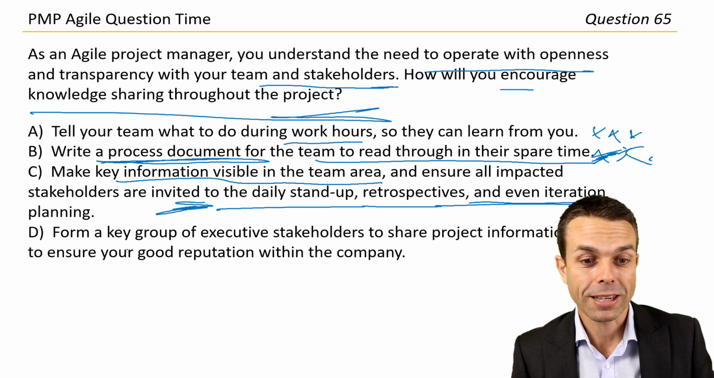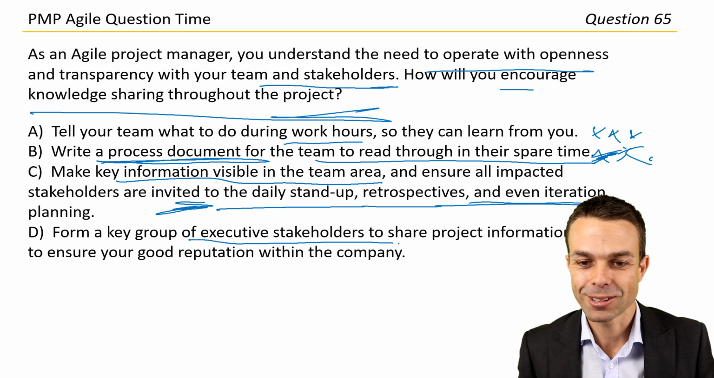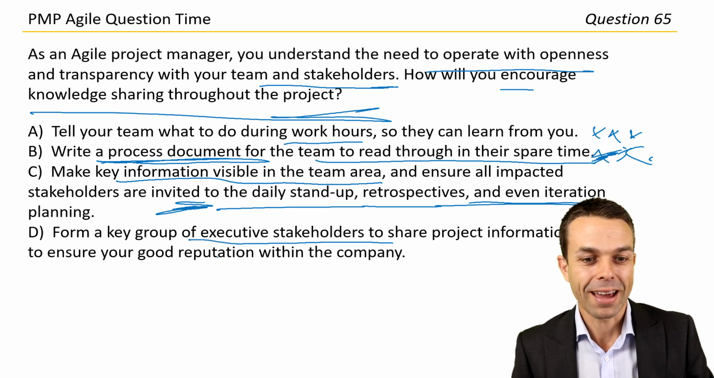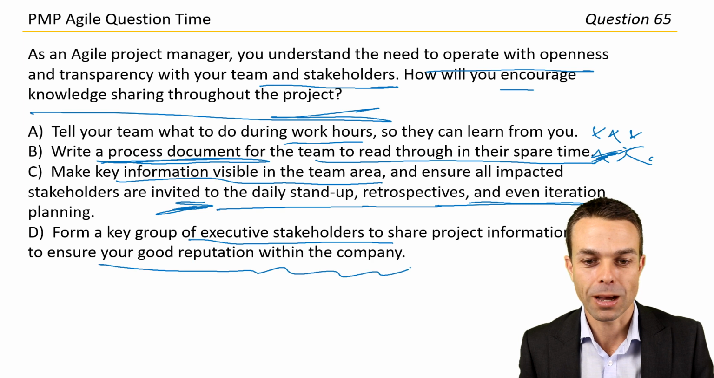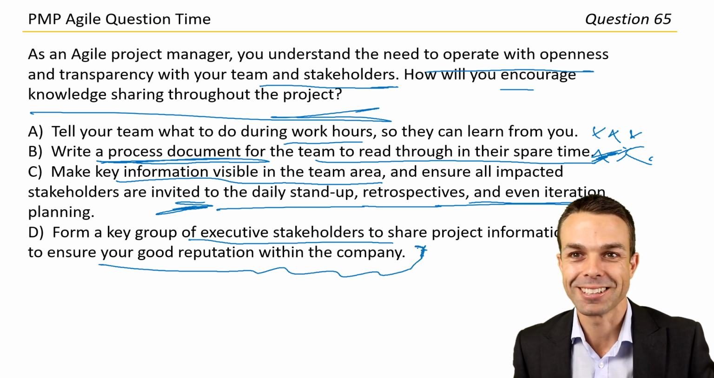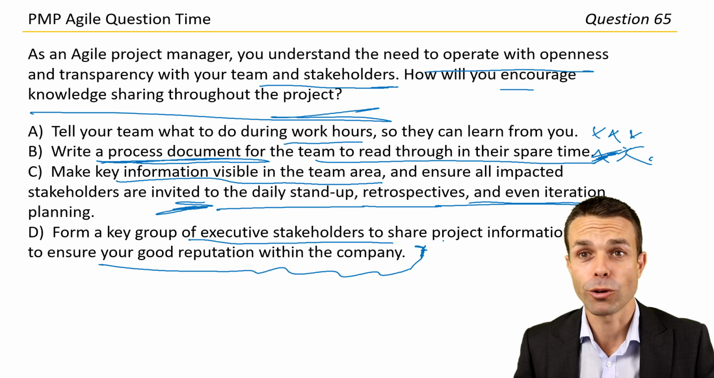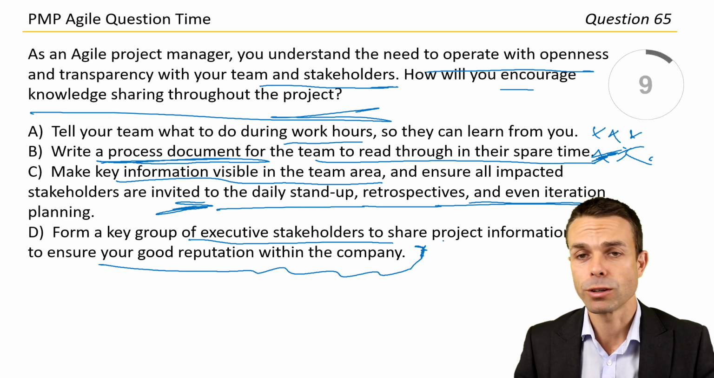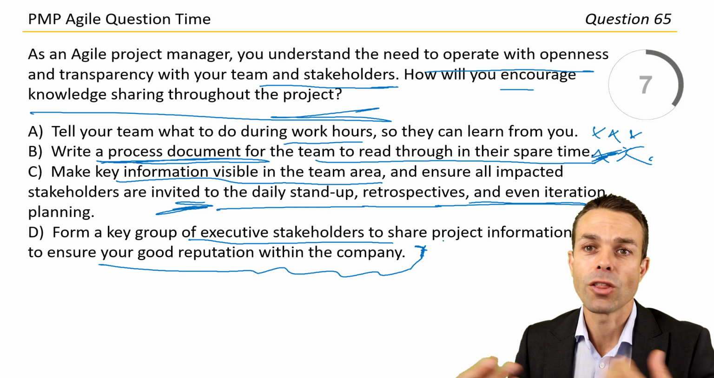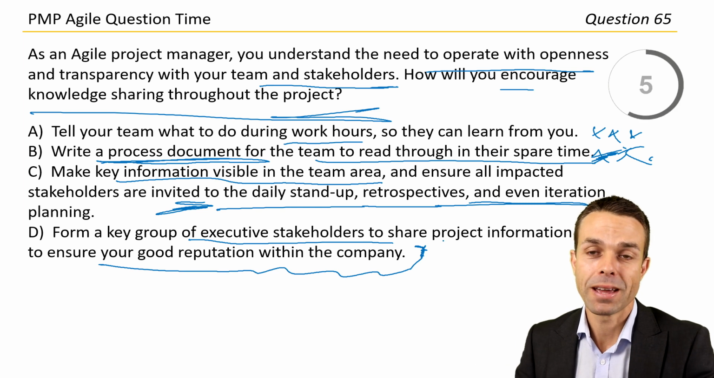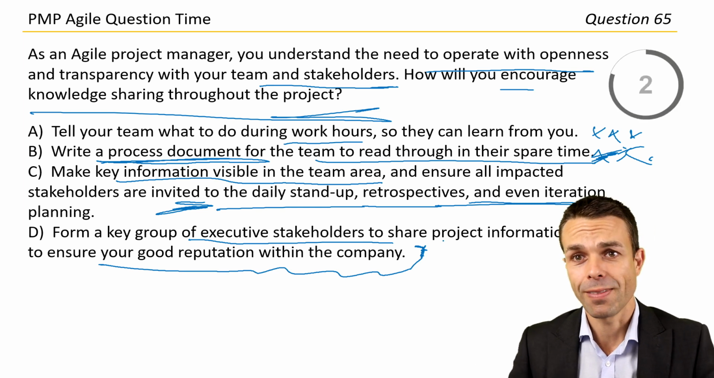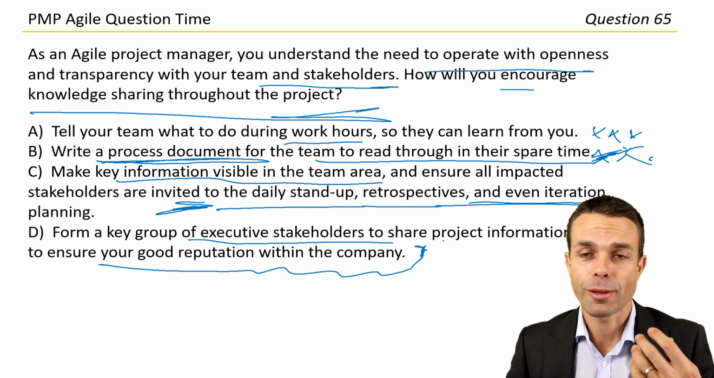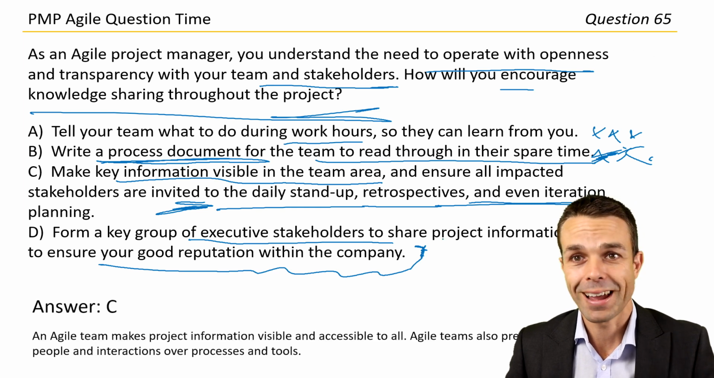Last one, form a key group of executive stakeholders to share project information with and ensure your good reputation within the company. I still would go with letter C here. Again, people will focus on their own personal brand when you work with them on a regular basis. But if you're truly moving towards an Agile team, you look at other people and serving the team as opposed to just serving yourself. And that's one of the benefits, and that's one of the things that makes it so powerful. So answer C is what we've got.